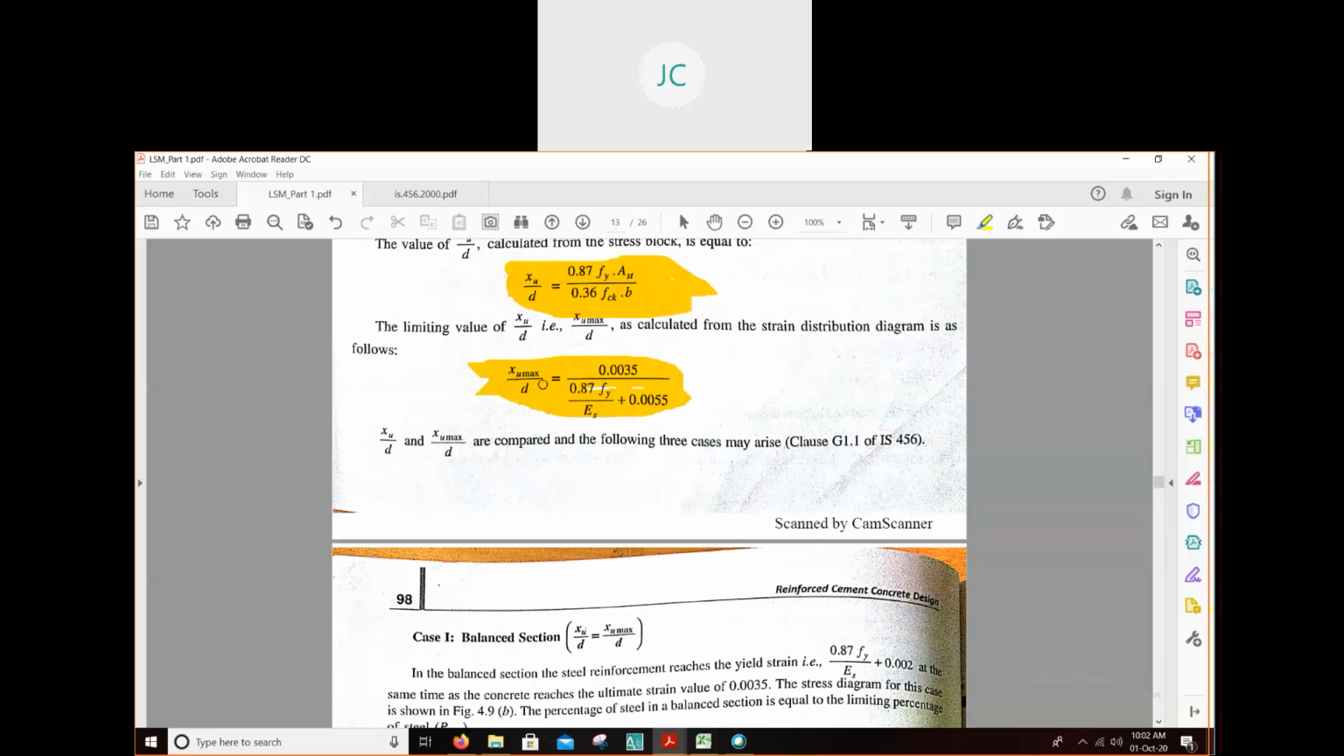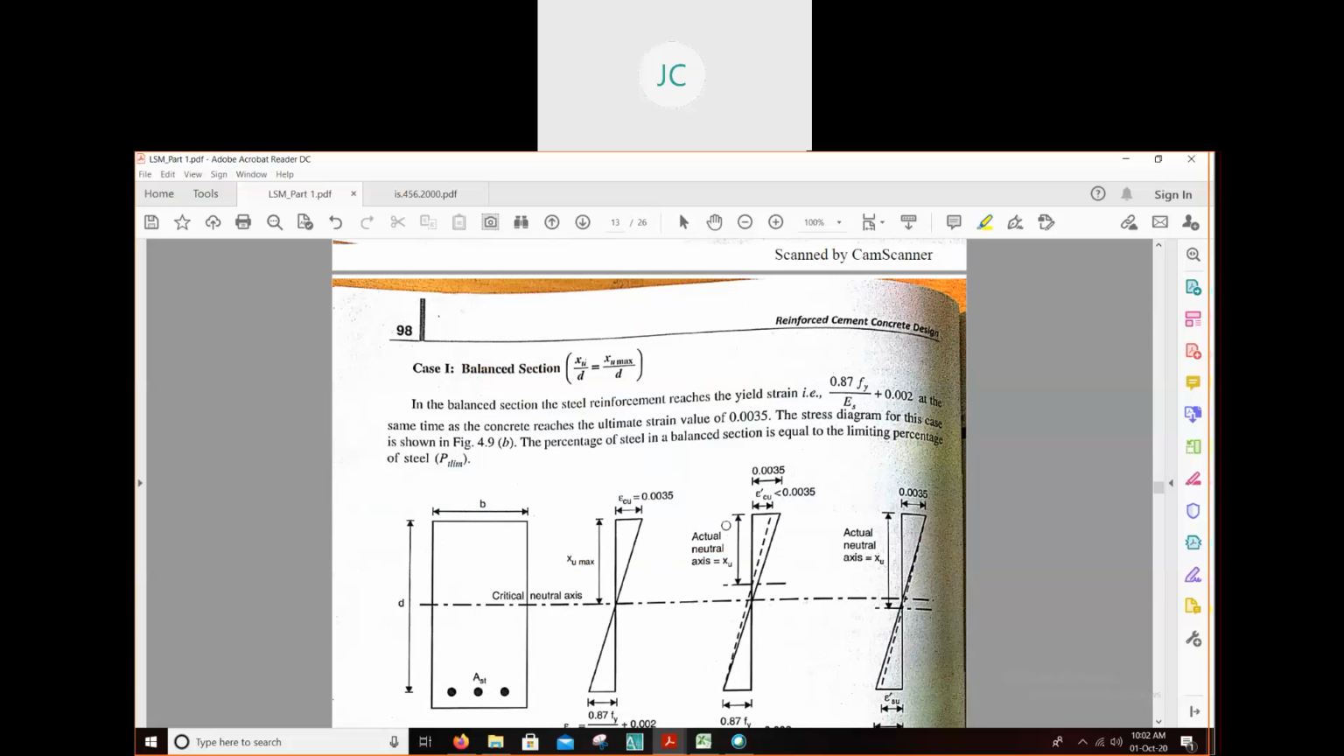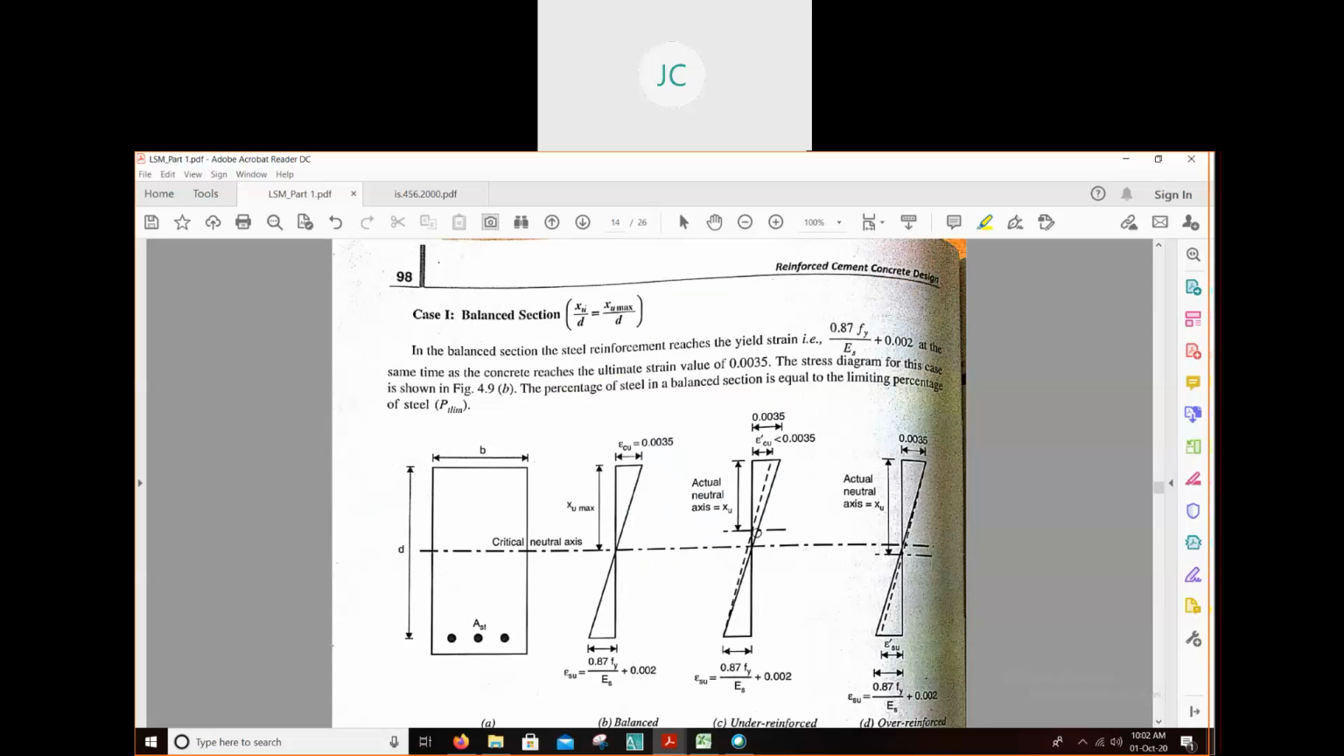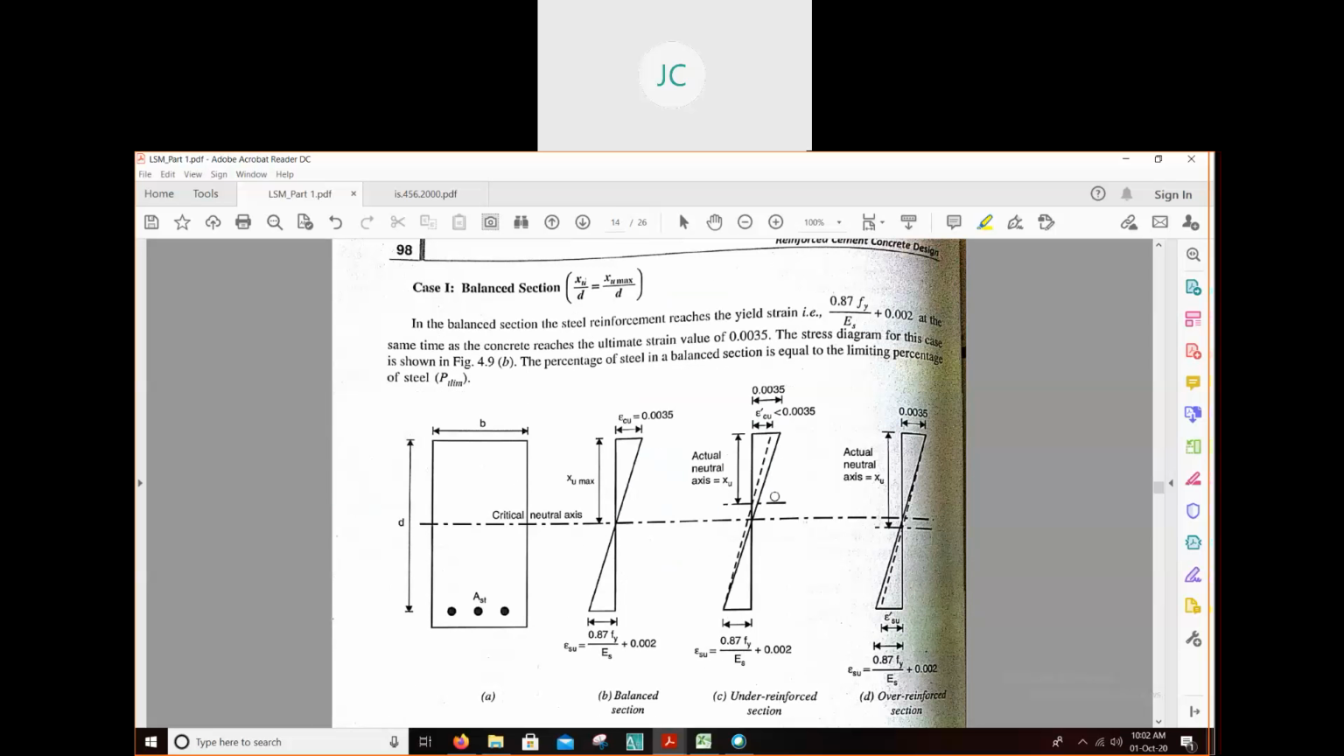Raju? Arif Khan, which value will be more for under reinforced section? XU max. Okay, Raju, XU max. Yes.